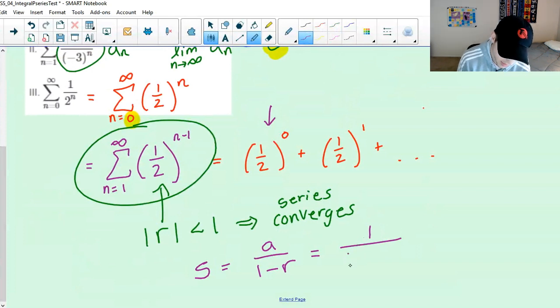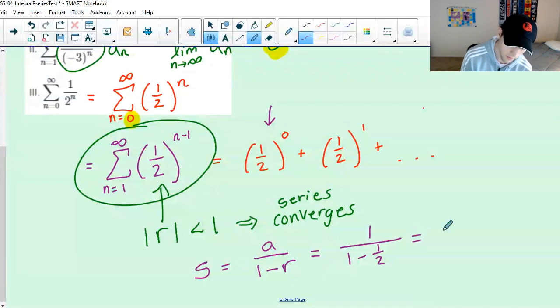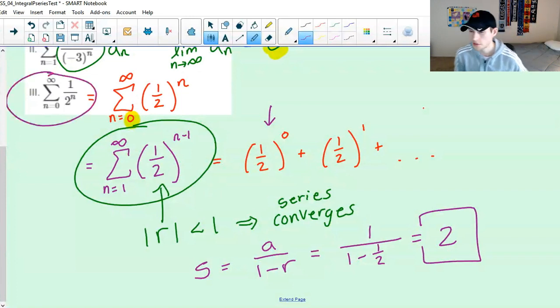And 1 minus 1/2 in the denominator. 1 minus 1/2 is 1/2. 1 divided by 1/2 is 2. So that third series is what converges to 2, because it is a geometric series. It just didn't look like it at first, but we can see that it is.